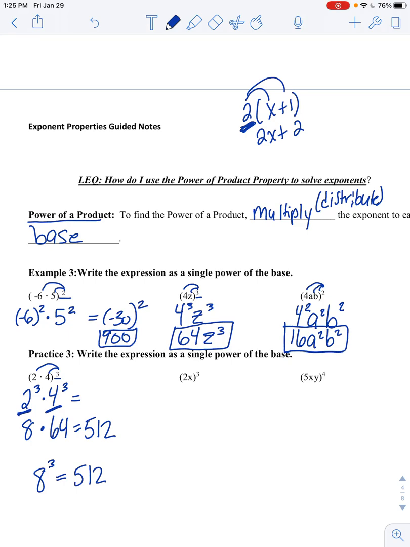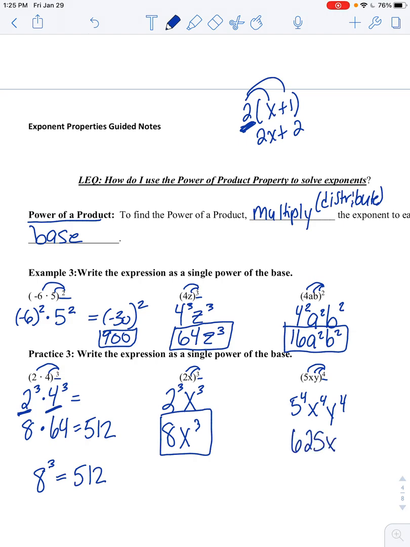Then we have 2x to the 3rd, so we got to distribute that 3 to the 2 and the x, so it's 2 to the 3rd, x to the 3rd. So 2 to the 3rd power is 8, and then x to the 3rd stays. And then our last one, we have to distribute our 4, so we have 5 to the 4th, x to the 4th, y to the 4th. And 5 to the 4th gives us 625, x to the 4th, y to the 4th.